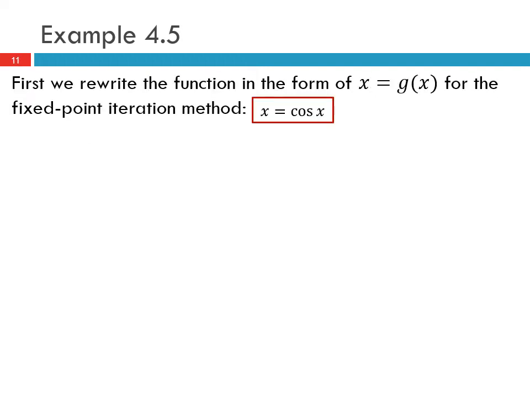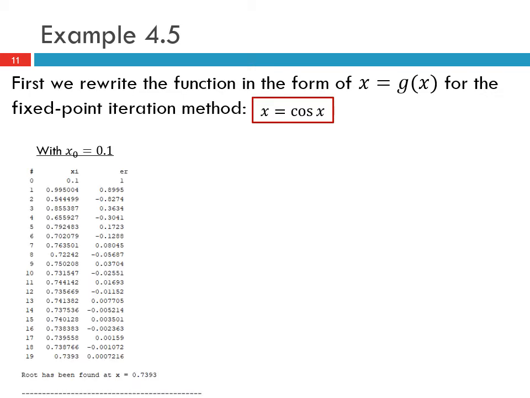The first thing that we want to do after plotting the function is to rewrite it in the form x equals g of x, because this is needed for the fixed point iteration method. So for this example, we can write this as x is equal to cosine x. With x0 equals 0.1, this is the output from the MATLAB function, which I will post on eClass, showing that it converges after about 19 iterations, and the root is found at 0.7393.